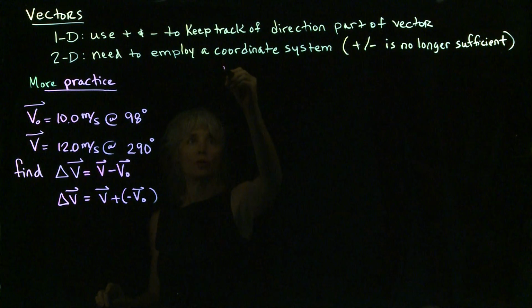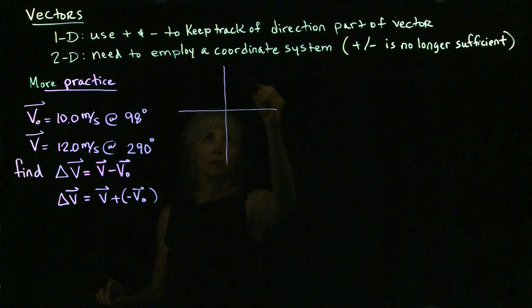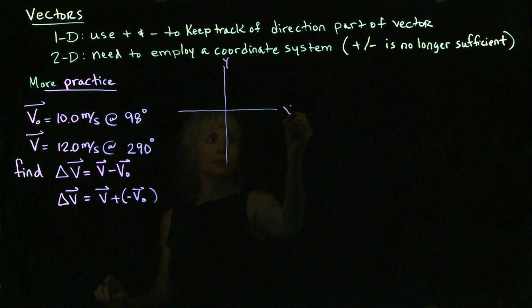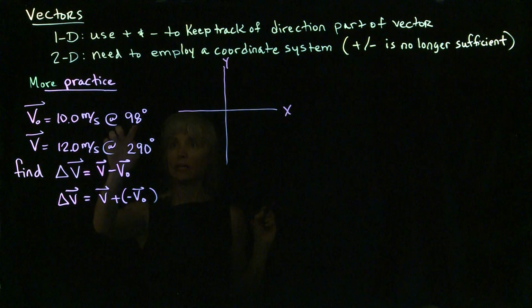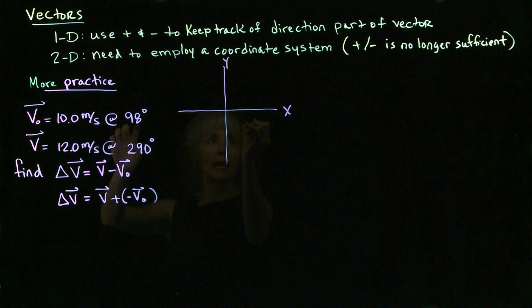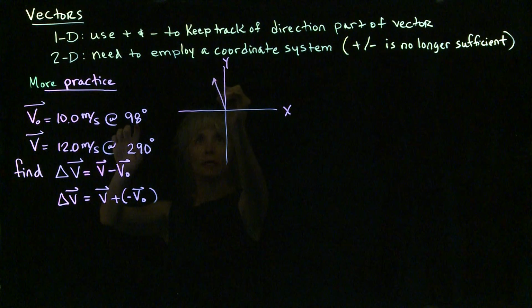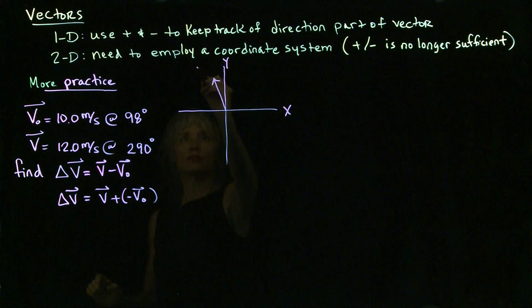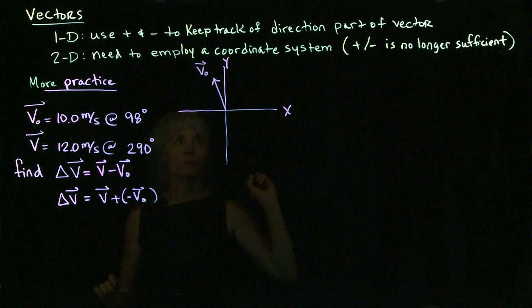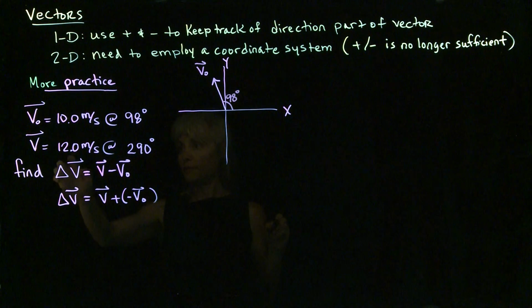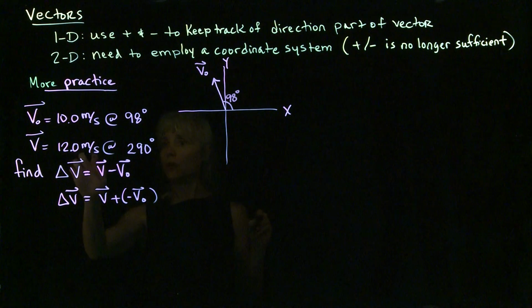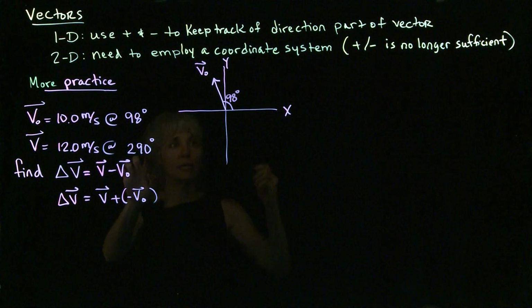Okay, so here is our coordinate system. And here is the y-axis and the x-axis. And our initial velocity is 10 meters per second at 98 degrees. So I start at 0 degrees and go to 98 degrees, go out 10. That is our vector v naught. This angle right here, 98 degrees. Our final velocity is 12 meters per second at 290 degrees.